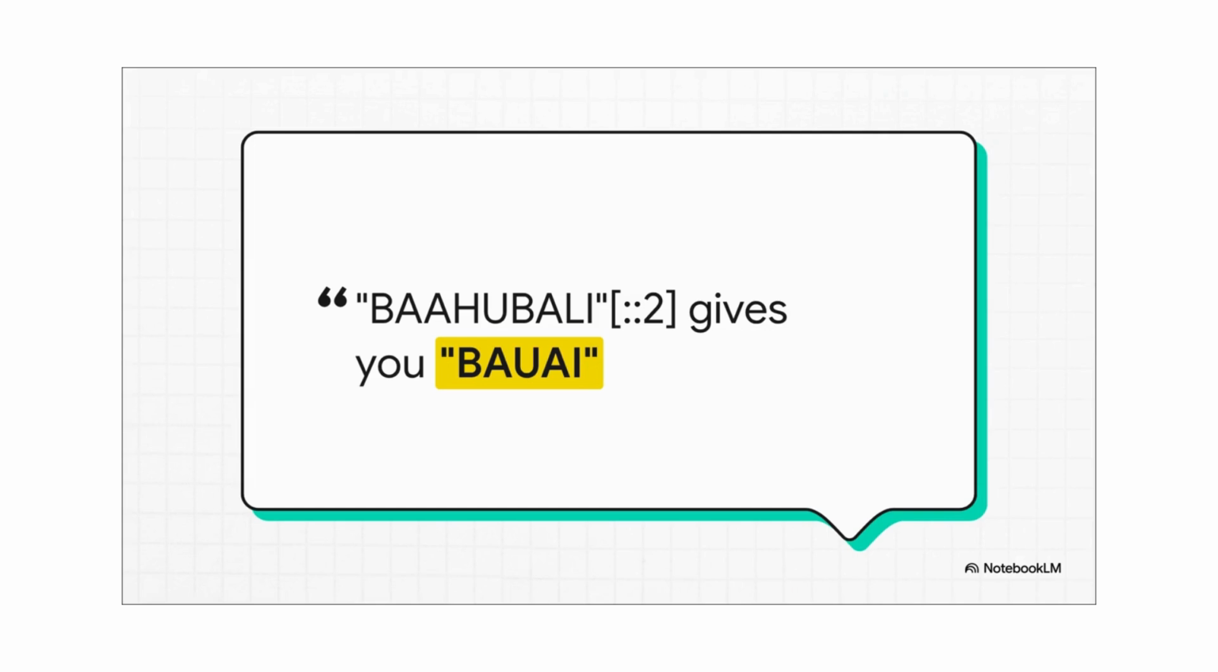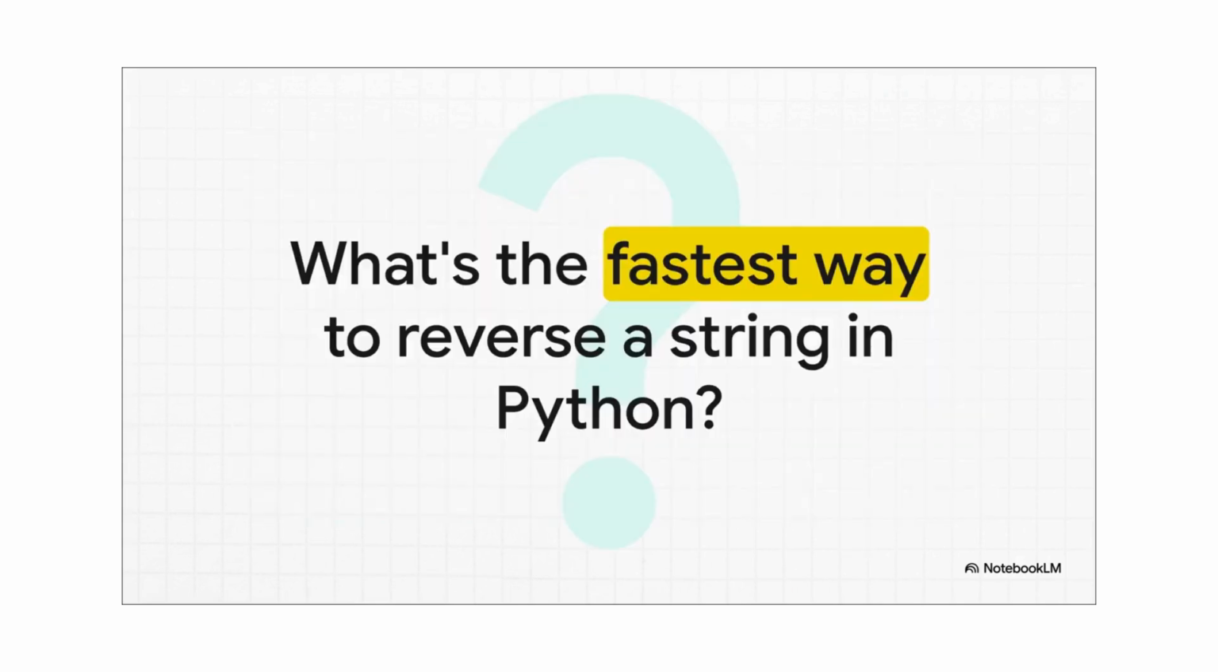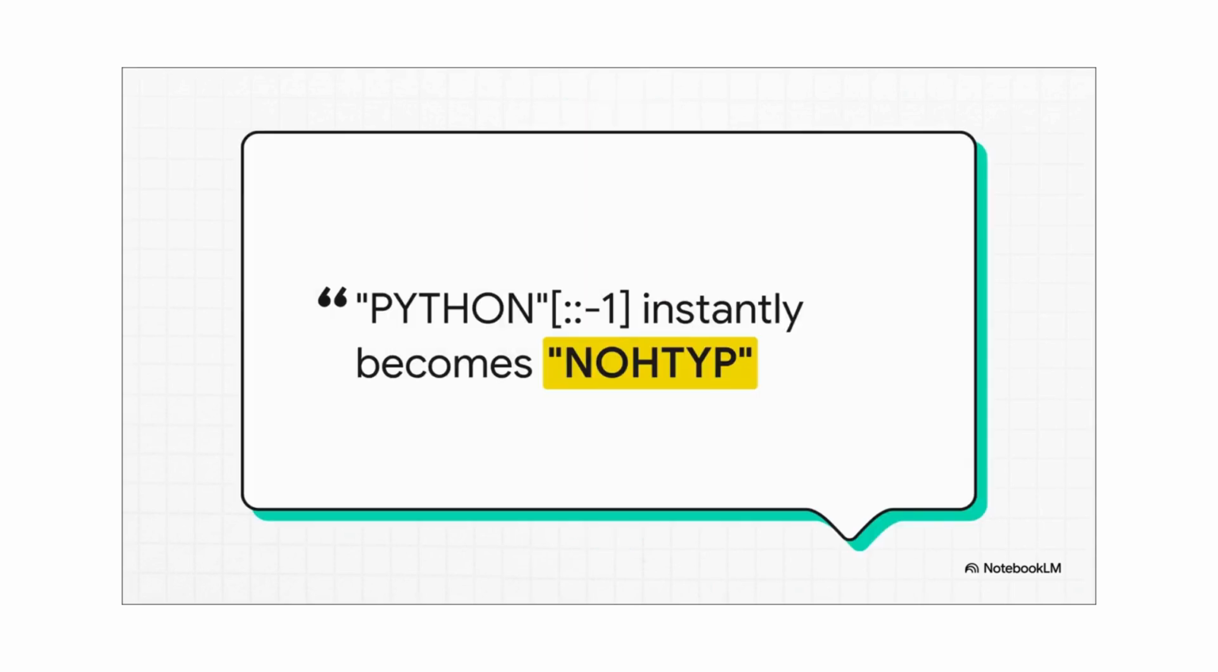Pretty neat, right? And this little step parameter is the key to one of Python's most famous, and I think most elegant little party tricks. How could you reverse an entire string with just one simple, clean line of code? You just use a step of -1. A negative step tells Python to go backwards. And since we didn't give it a start or end, it just starts from the very end of the string and steps backward one character at a time. Boom! The whole string is instantly reversed. It's fast, it's clean, and it's just so perfectly Pythonic.